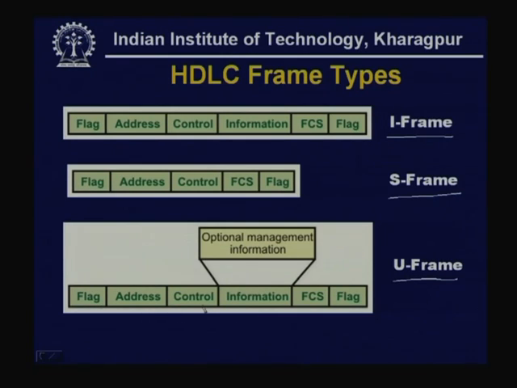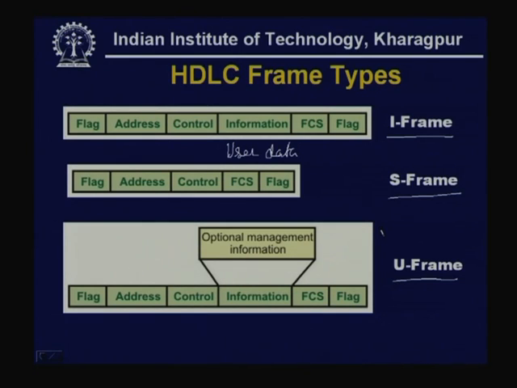And in case of the unnamed frame or the U frame, you will find there is a flag, address, control, and the information part is optional, and this information is provided for management and control. So, this is not really the user data. In case of the I frame, this is user data. Here it is used for management and control. Whenever some information has to be sent for management and control, it is provided here. So, you have got flag, address, control, this optional information, frame check sequence and flag. So, these are the three different types of frames possible.